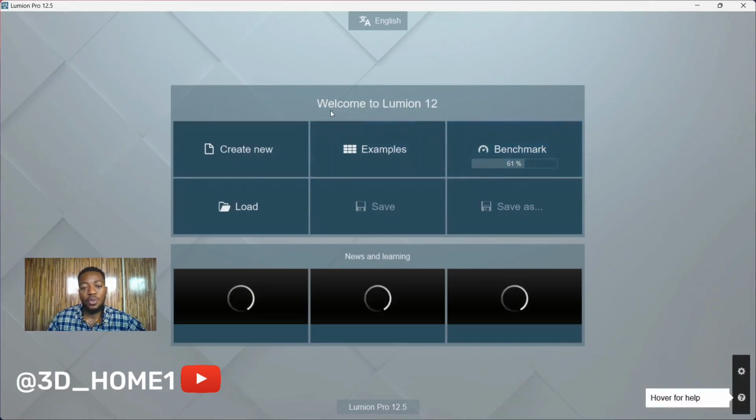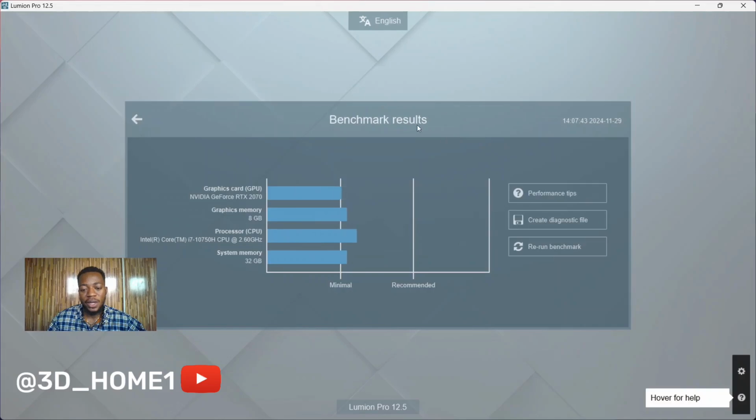For Lumion 12, once you click on this benchmark, you will discover that there's a minimal and also a recommended specification. Lumion is recommending that you get something that will get up to this point. But if you can get something above this, it's even better. Don't get something below this minimal.